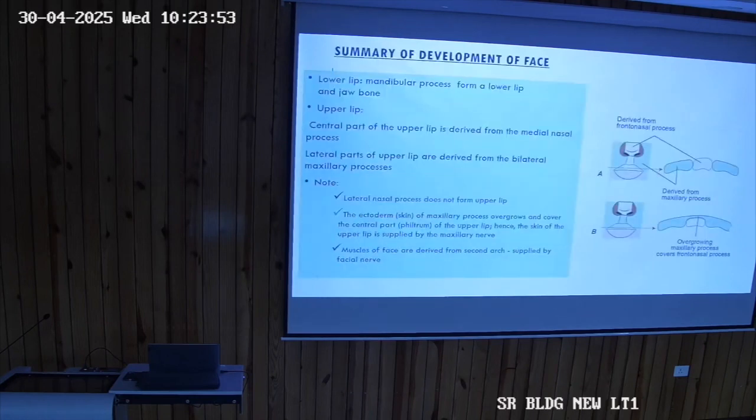Next, what is given here in this theory part, the crux is that the central part of the lip is formed by the medial nasal process. It is overlapped by the maxillary process with time. So what is going to happen? Basically the nerve supply of the upper part of the lip, or the vermilion border, is supplied by the maxillary nerve. Why? Because the medial nasal process is now covered by the maxillary process.